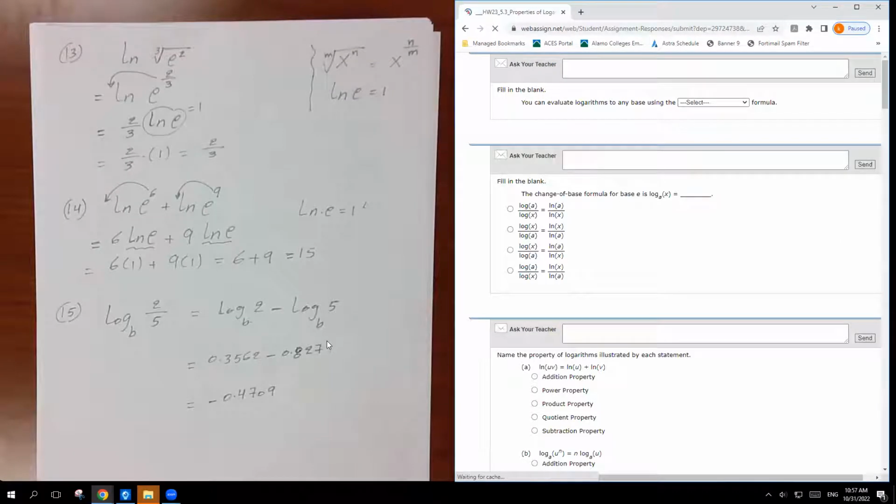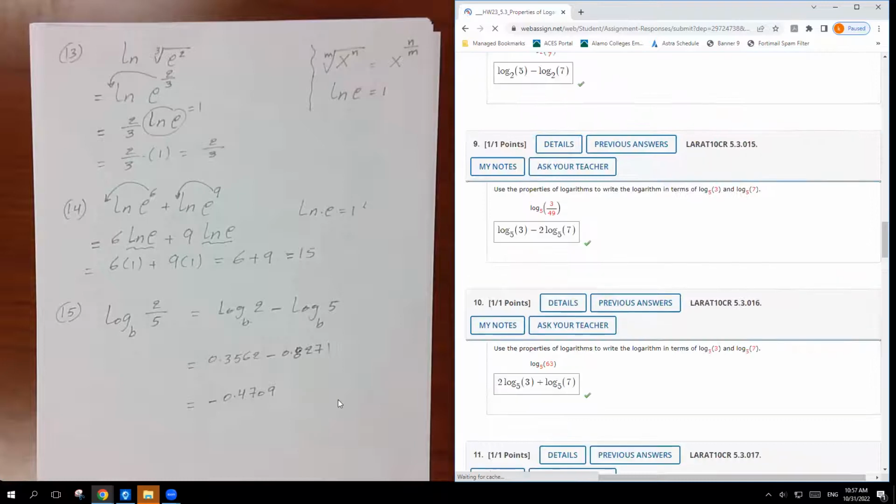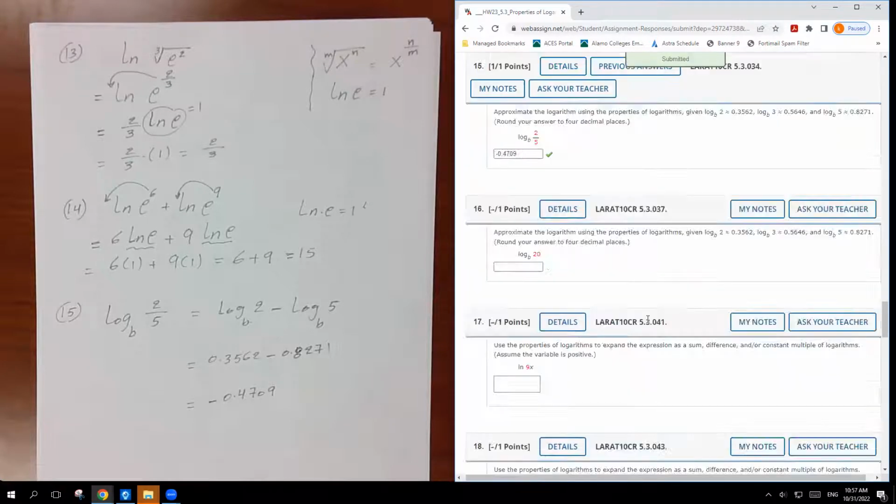Let's check. Example 15. That's it, we got it right.